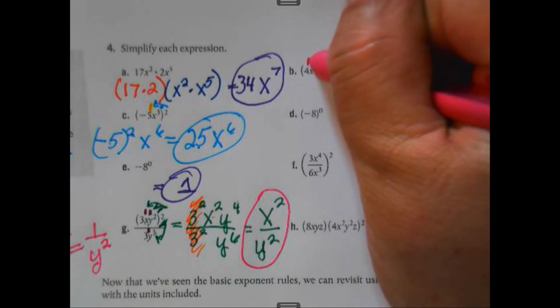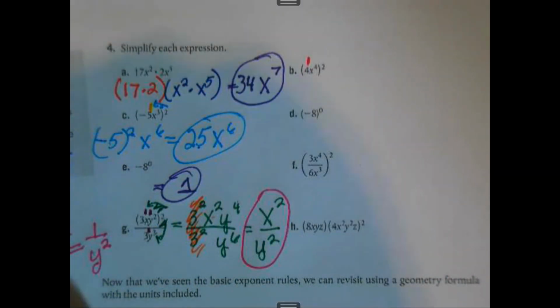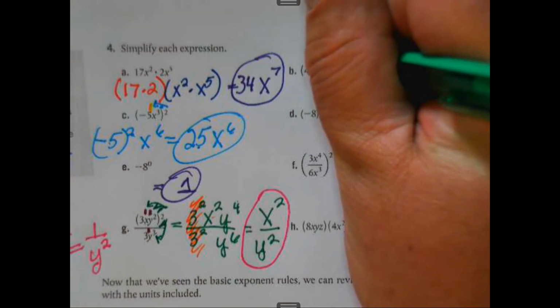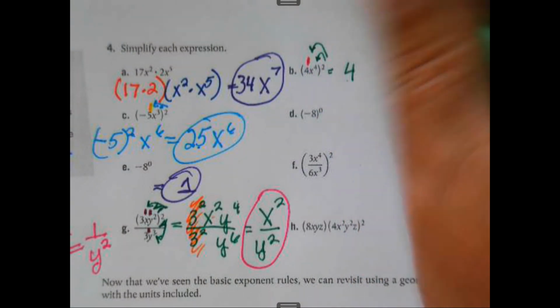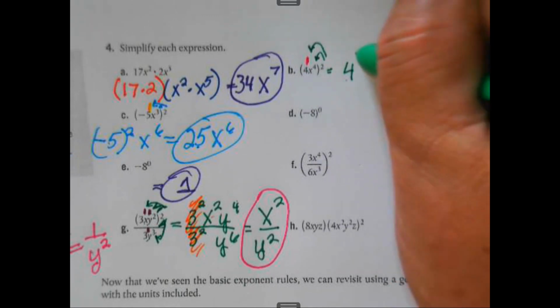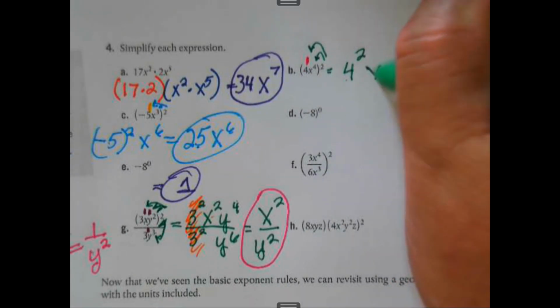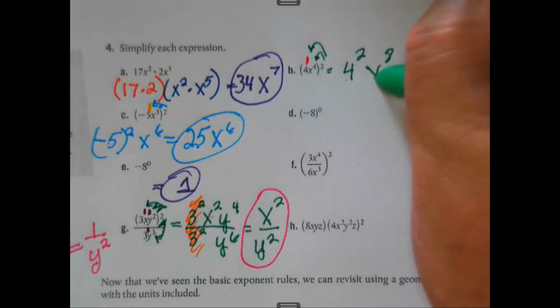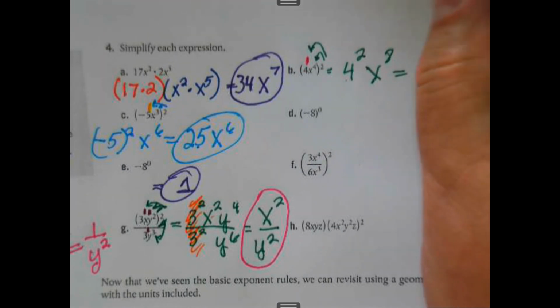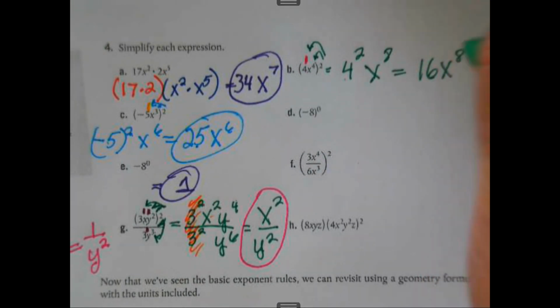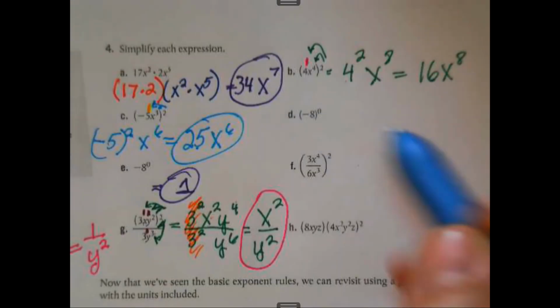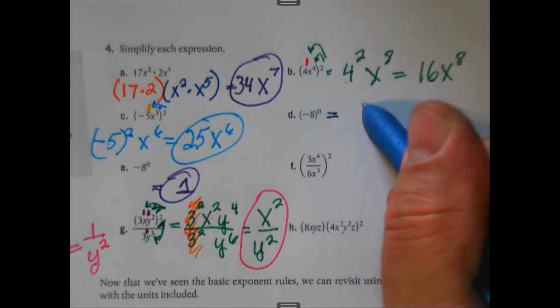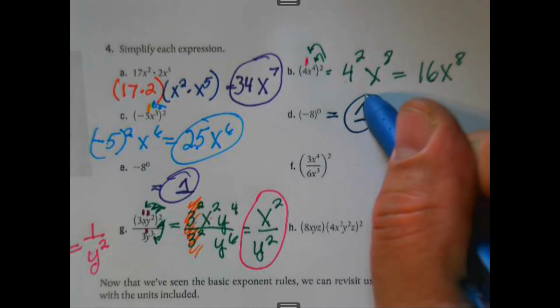Okay, 4 has an exponent of 1. Distribute. 2 times 1, 2 times 4. I get 4. 1 times 2 is 2. X to the 4 times 2 is 8. 4 squared is 16x to the 8th. Anything raised to the 0 power is 1.